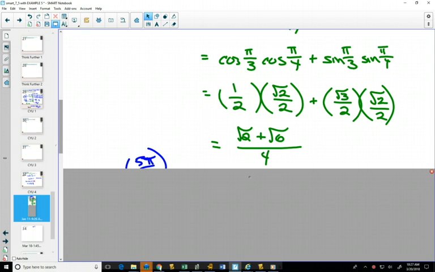Now, if you run out of space on page 651, there is a little bit of space on page 650 as well. We have another 3 examples, so you might have to find some more space too if you're writing really big.